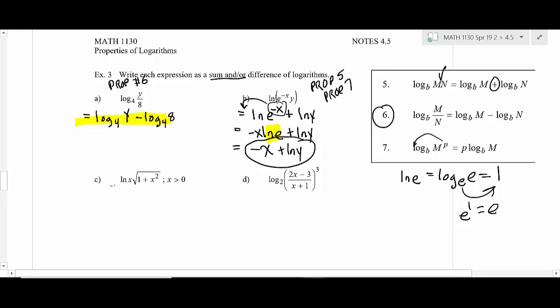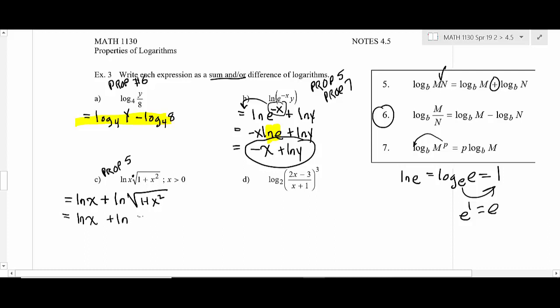The next one is also property 5. Again, you have a log of a product of two expressions, so you break it up into a sum. So this one you would say ln of x plus ln of the square root of 1 plus x squared. And then you want to take this a little bit further. What you want to do with this is write that square root as a 1/2 power. You don't want to stop at this point.